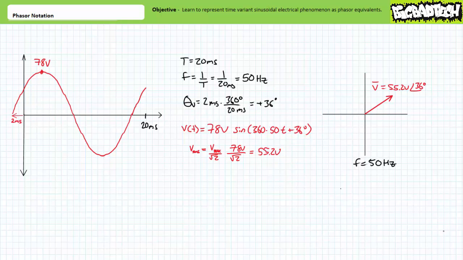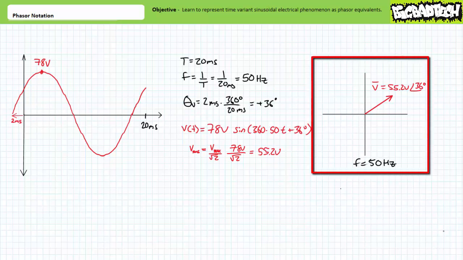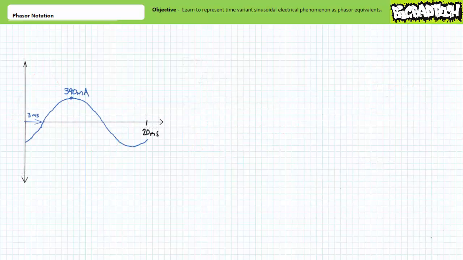This effective value corresponds to 1 over square root 2 of 78 volts, or 55.2 volts. The phasor equivalent of V is therefore equal to 55.2 volts at an angle of positive 36 degrees. Illustrated in the phasor diagram, V has a magnitude of 55.2 volts and is pointed at an angle of positive 36 degrees. Let's try a similar example problem.